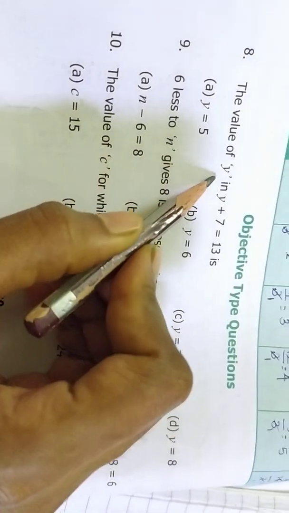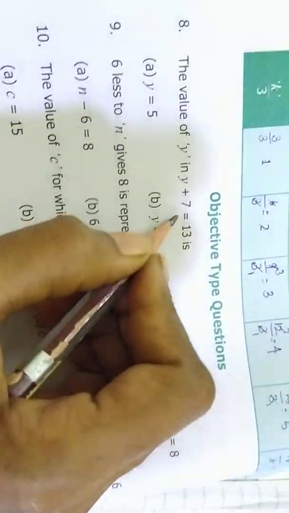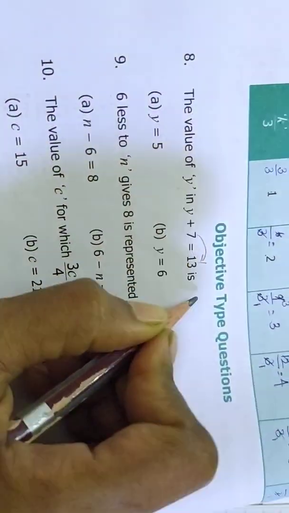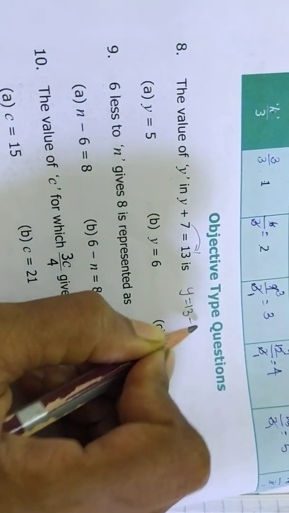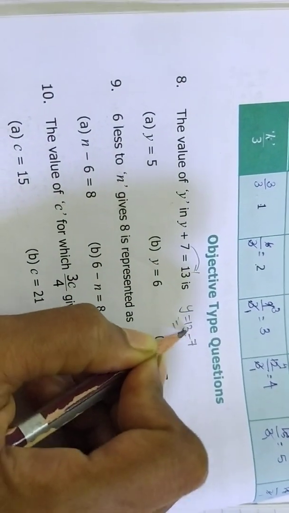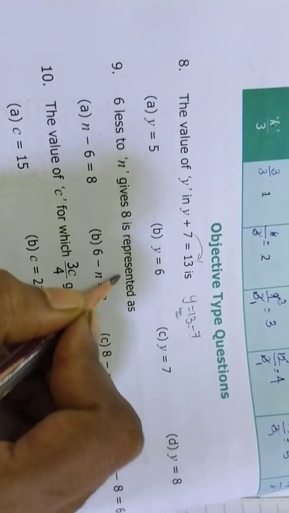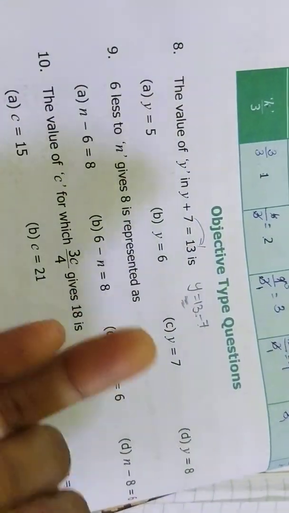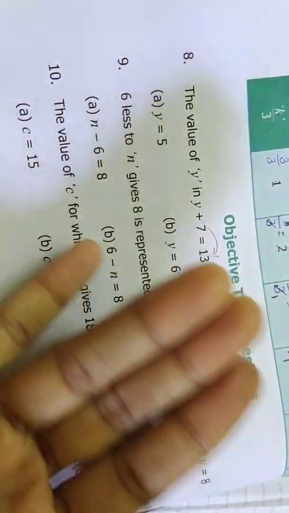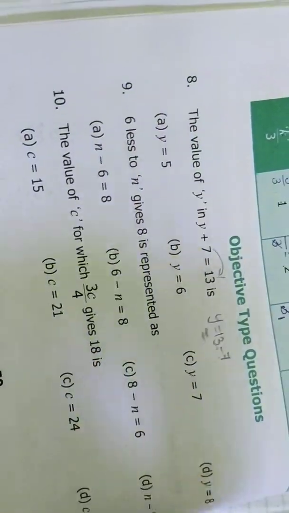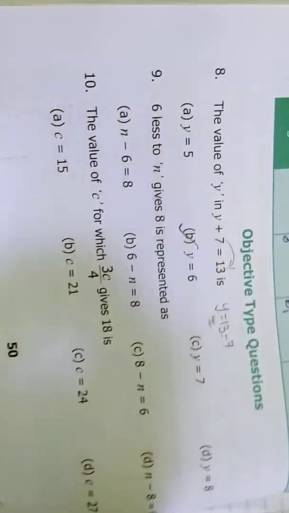then move to the next one. The value of y in y plus 7 equal to 13. We already know this 7 is moving to this place. So y equal to 13 minus 7, means subtracting this value. So 7 means how much? 13. 7 means 8, 9, 10, 11, 12, 13. So how many fingers do we have? 6. Obviously your y value is 6.